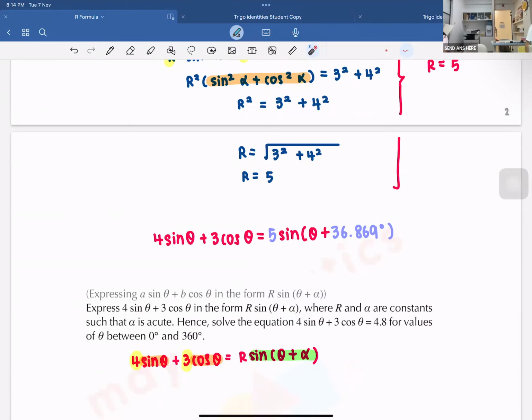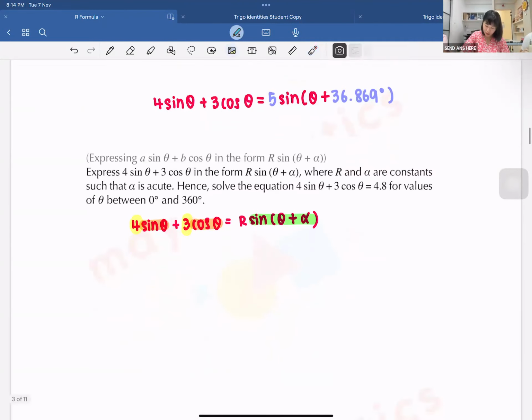We have ready writing. Okay, so let's continue now to solve.